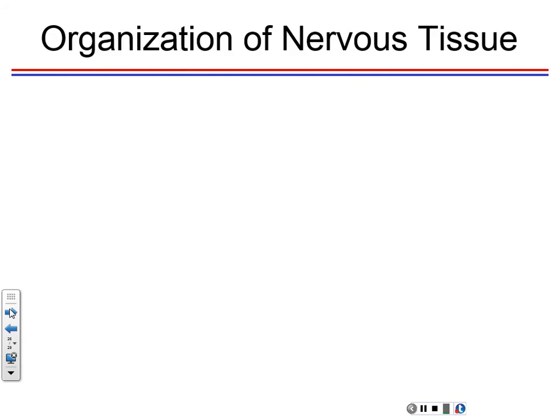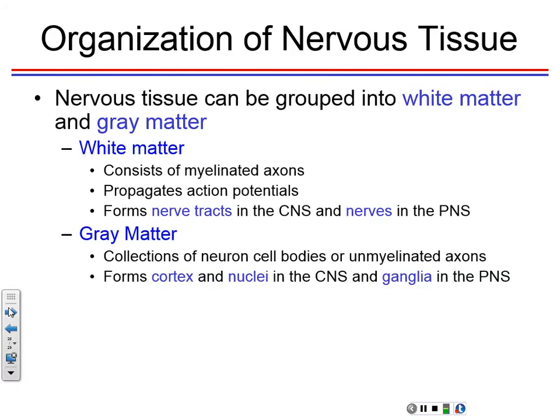So, more organization of nervous tissue. What do we got here? Like I said, myelination results in formation of white matter. All those tracts we talked about that connect different parts of the brain are myelinated axons, and they make up the white matter of the brain, and the white matter of the spinal cord as well.